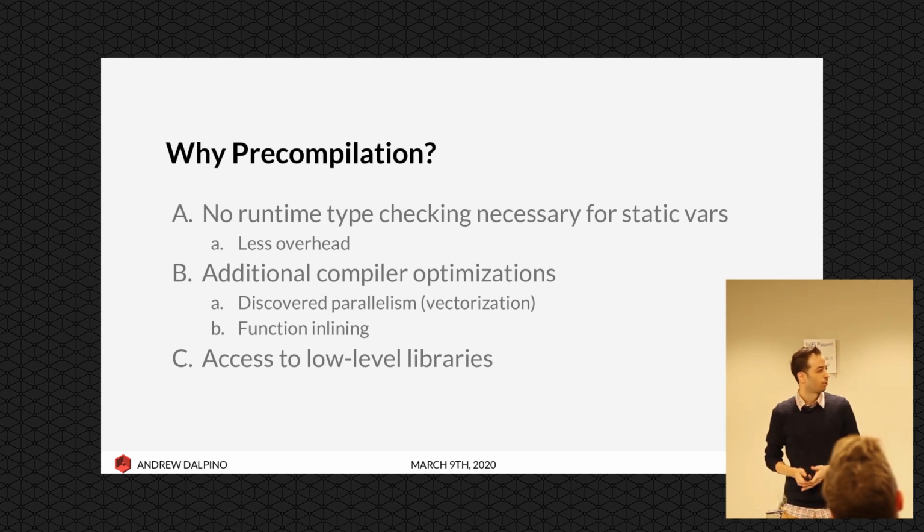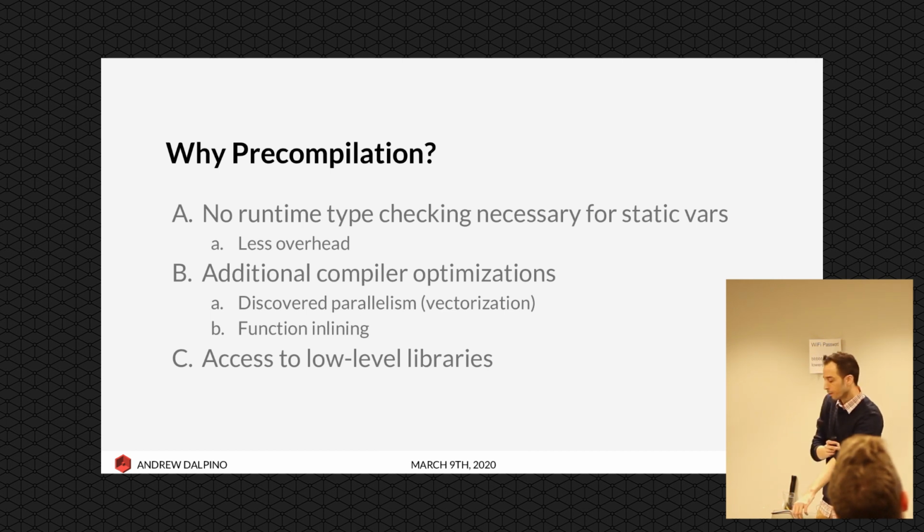Also function inlining, which is where the compiler will take a function. Let's say you're making a function call in a loop. It'll replace that function call with the actual contents of the function, so we're not calling the function all the time. And we get access to low-level libraries as well that are usually highly optimized.